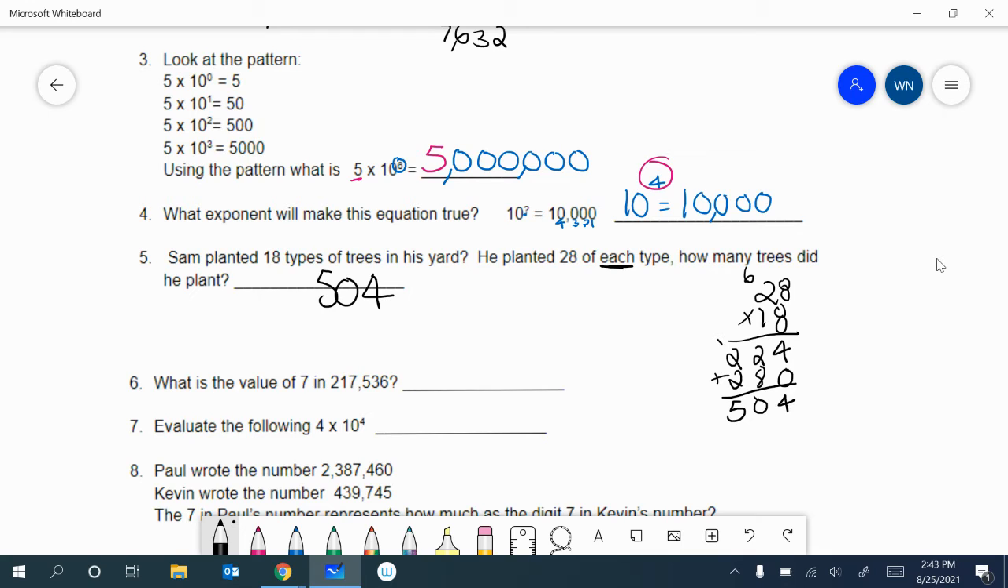What is the value of 7 in 217,536? This 7 is in the thousands place, so the value is 7,000, or you could have written that out in words as 7,000. Evaluate the following. 4 times 10 to the 4th. Remember what we did earlier. We said 4 and add 4 zeros. 1, 2, 3, 4. 40,000.